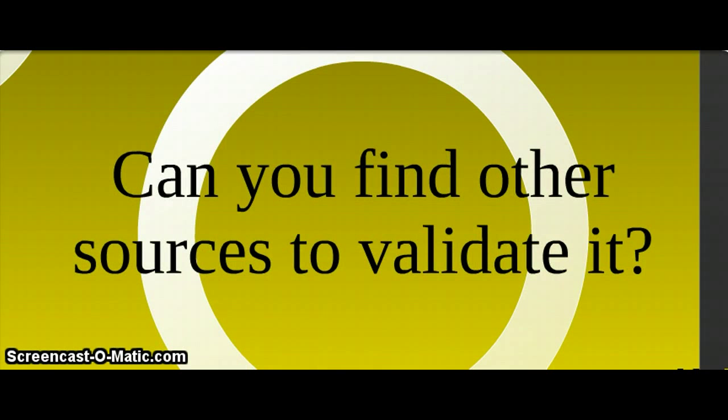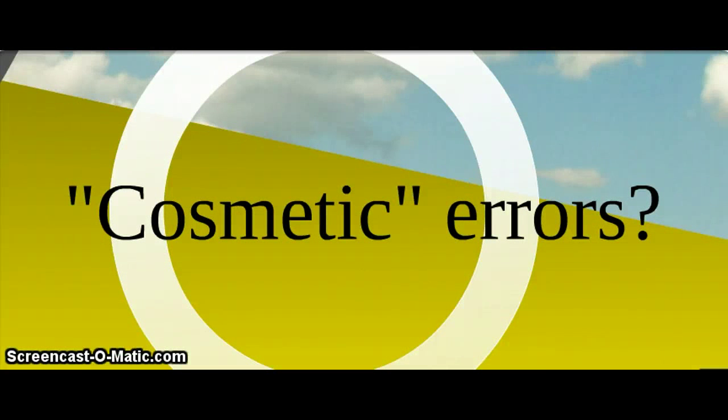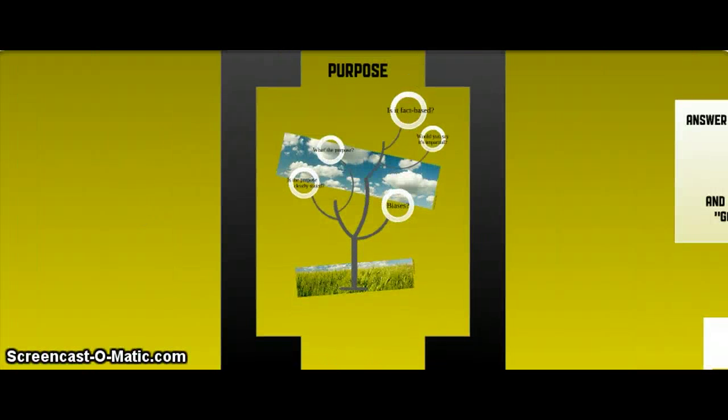Can you find other sources to validate the information? We came upon this question earlier when we were looking at relevance. So since you're already going to be looking at other sources, make sure that they're echoing the content of whatever source you're considering using. And are there cosmetic errors, things like typos, spelling errors, grammar issues? Man, if somebody can't take the time to run a spell check, I don't even want to look at that source.